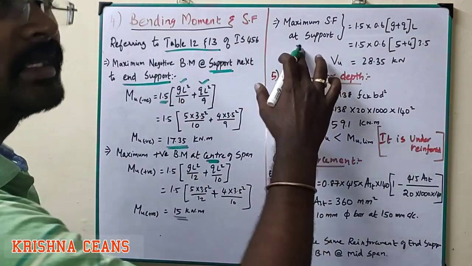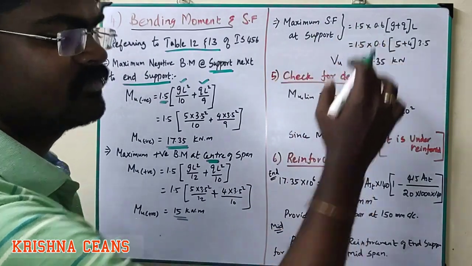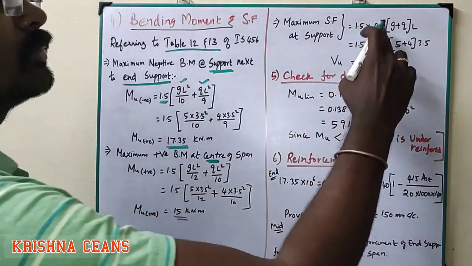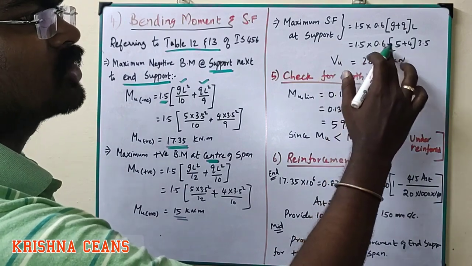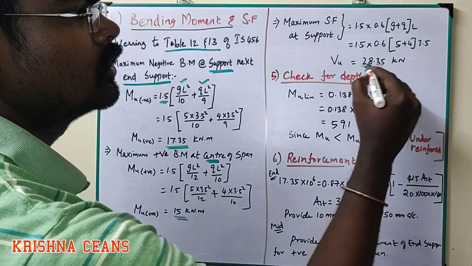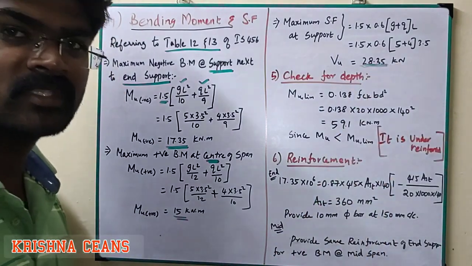So next we will calculate the maximum shear force at the support. So 1.5 times of, from the table we will get 0.6. So 0.6 times of dead load plus live load into length. So 1.5 times 0.6 into 5 plus 4 into 3.5, which will get 28.35 kilonewton for the maximum shear force.